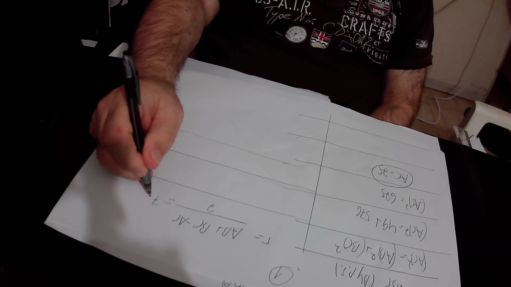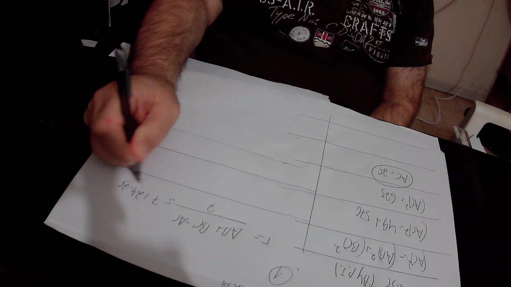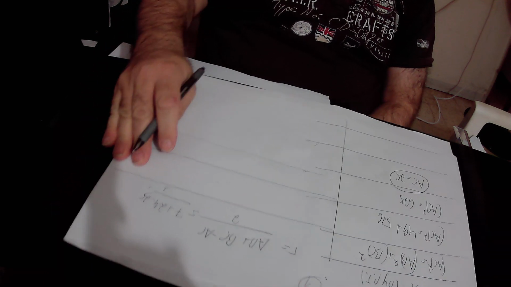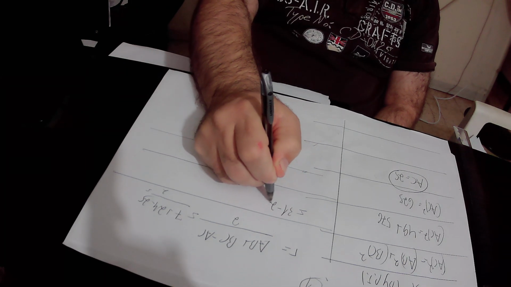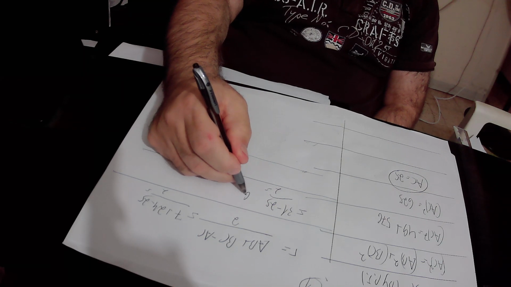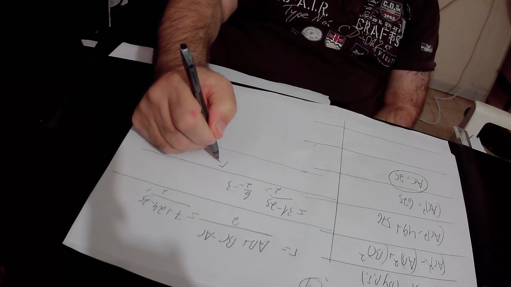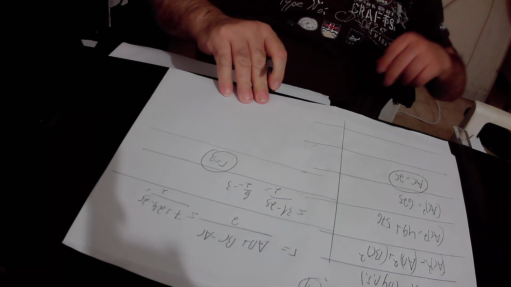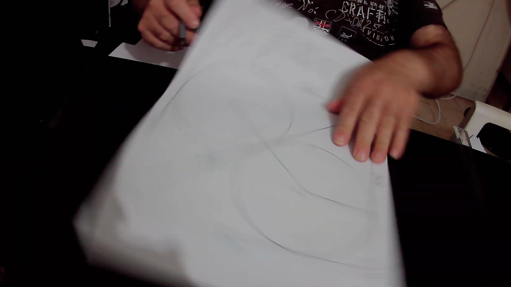AB is 7 plus BC, that is 24, minus AC, that is 25, over 2. 7 plus 24 is 31, minus 25 over 2. 31 minus 25 is 6, and 6 over 2 is 3. So finally we found out that the radius R of this circle equals 3 units in its length.